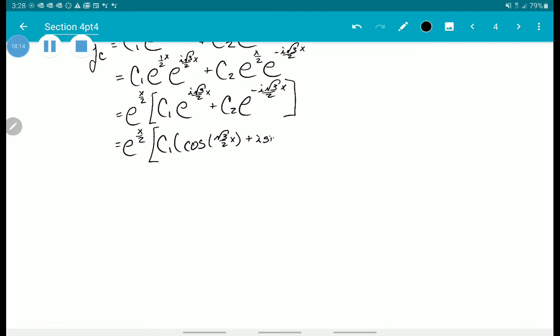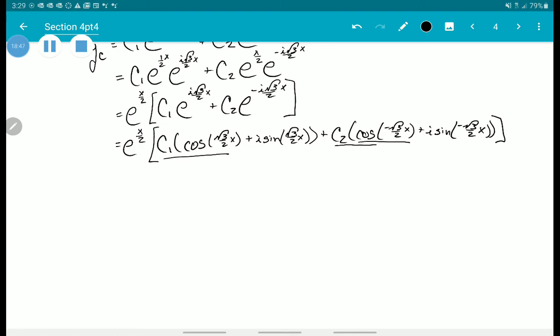Plus i sine of square root of 3 over 2 x. And then we have plus C2 times cosine of negative square root of 3 over 2 x, plus i sine of negative square root of 3 over 2 x. Remember, cosine is an even function, so this is the same thing as cosine of positive square root of 3 over 2 x. So if I have a constant times this cosine plus another constant times this cosine, then I just have another constant, I'm calling it C3, times cosine of square root of 3 over 2 x.